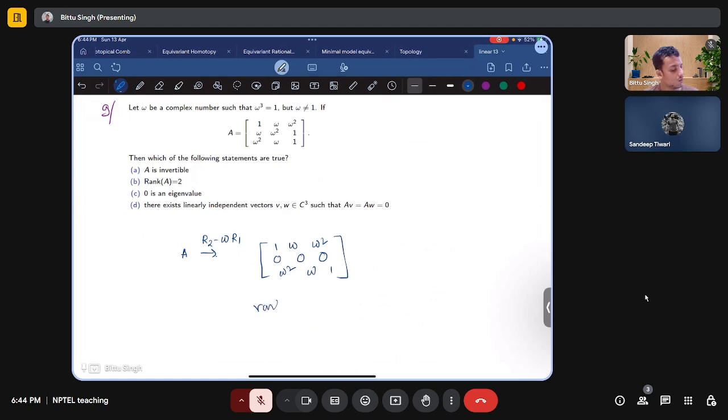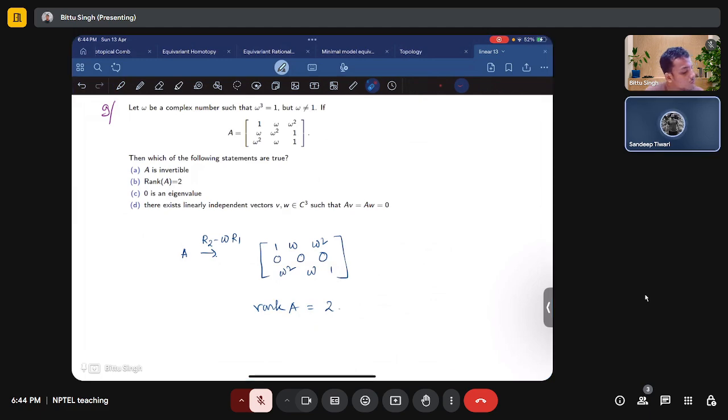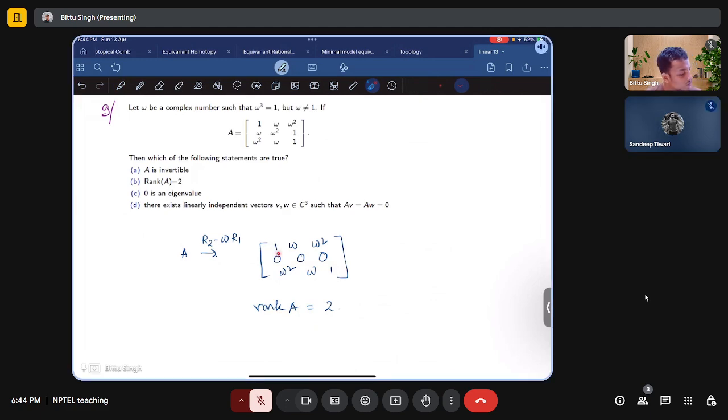So rank of A is certainly 2 because those two are linearly independent. Because if you multiply omega squared, this is omega squared, this is omega cube, which is not 1. So this cannot be a multiple of the first two. So those two are independent. So rank of A is 2.